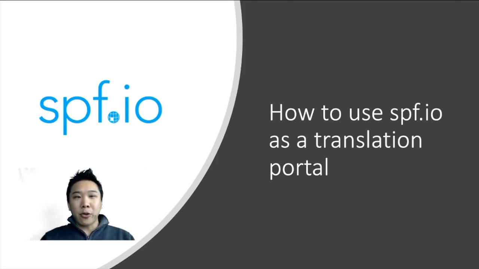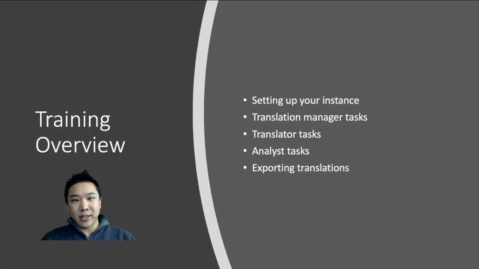We're going to go over a few things. The first one is how to set up your instance in Spiffio. And then we're going to go over 3 different roles. The first one is the translation manager role. They are the ones who decide what needs to be translated and oversee the whole process. The second one is the translator role. They will check the automatic translation that gets generated in Spiffio, make any corrections, and then mark the translation as ready to go. And the third role is the analyst role.